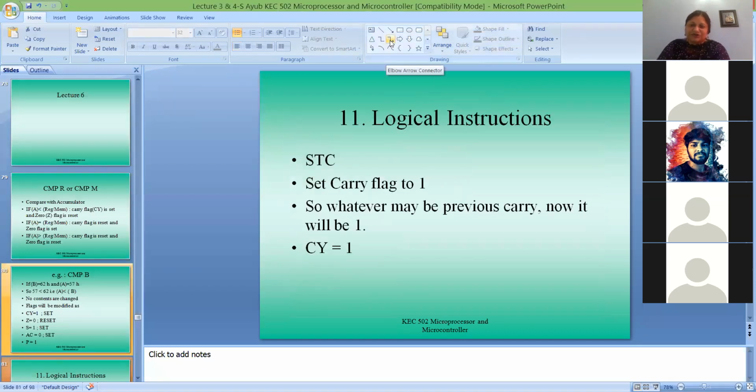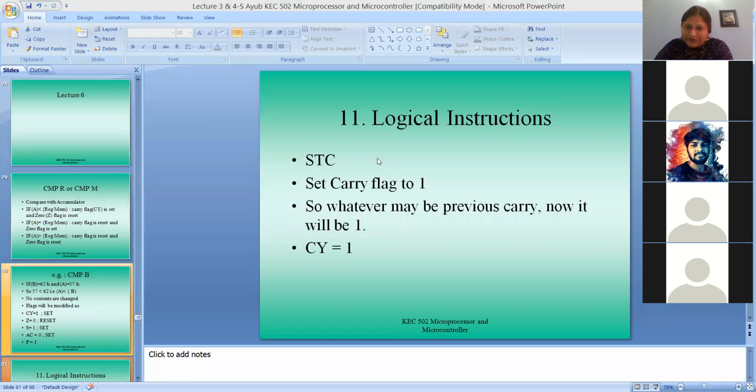Now we'll go to the further logical instruction. Further logical instruction is STC. It is just the instruction STC, not containing any other operand with it. STC stands for set carry. So whatever may be your previous carry, whether it is 0 or 1, after execution of STC, it will be set to 1. Carry flag is a single bit, so it can be either 0 or 1. If you write instruction STC, it will be set to 1.